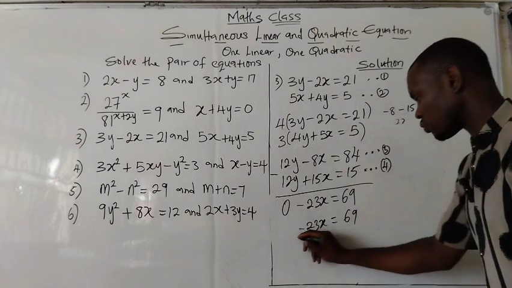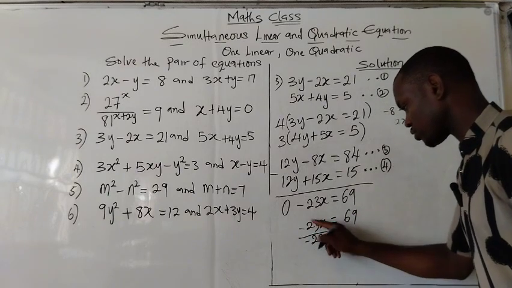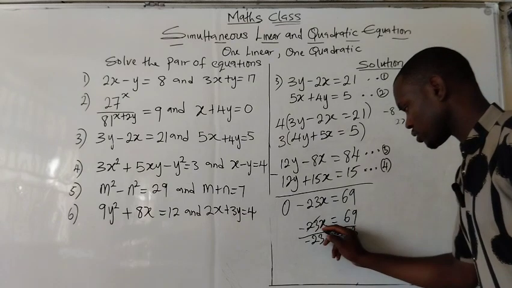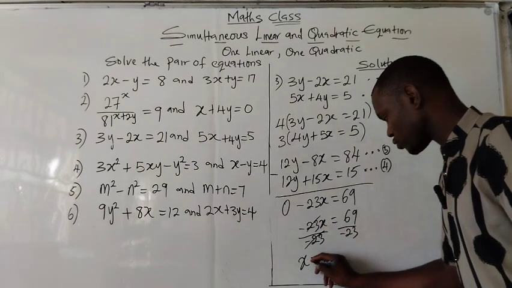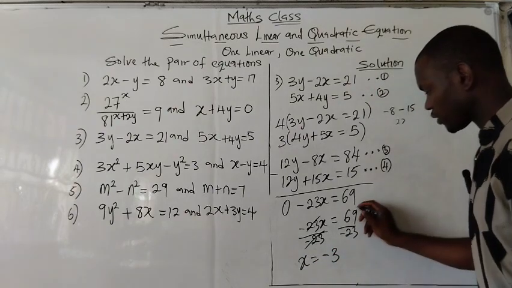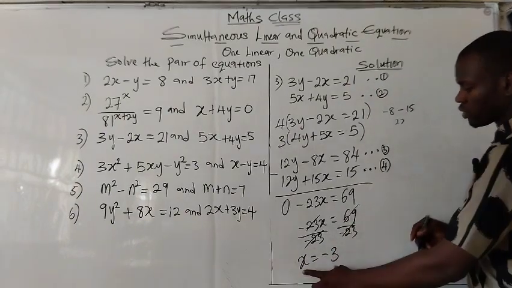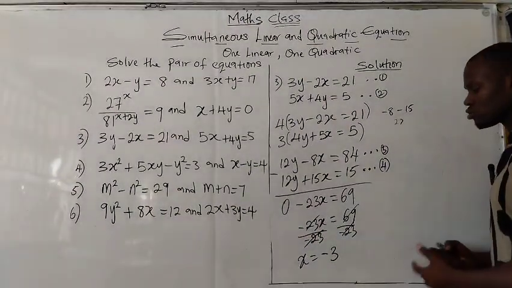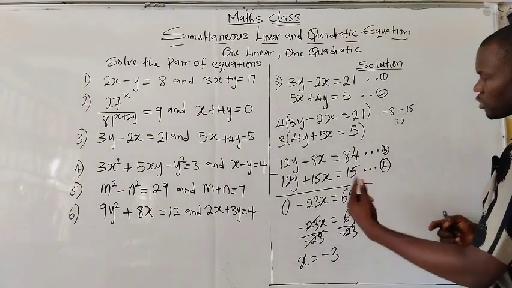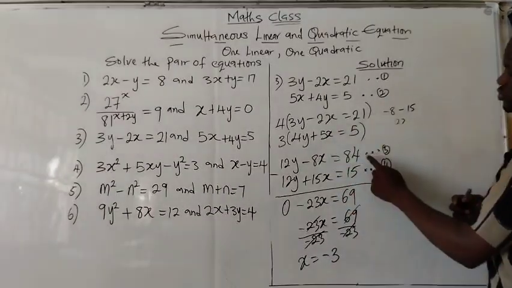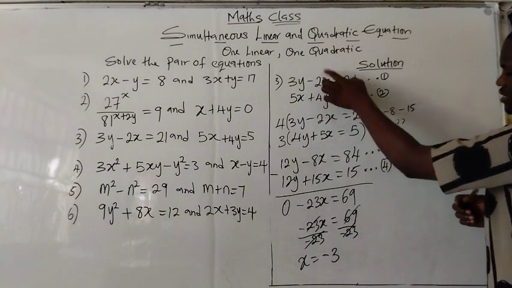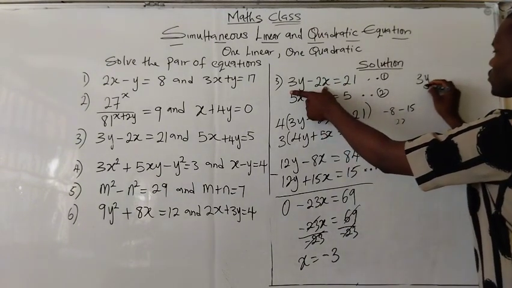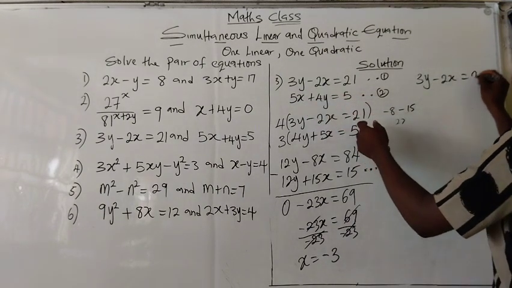Then we'll divide both sides by negative 23 so that I will get x. All right, this kills this. So our x is going to be minus 3. If you divide here, you have minus 3. Now we've gotten x as minus 3. Take it back to either equation 1 or equation 2 to get the value of y. You can also use equation 3 and 4, any of them, but this is easier to use because I have simpler values. So I go with equation 1, 3y minus 2x equal to what?